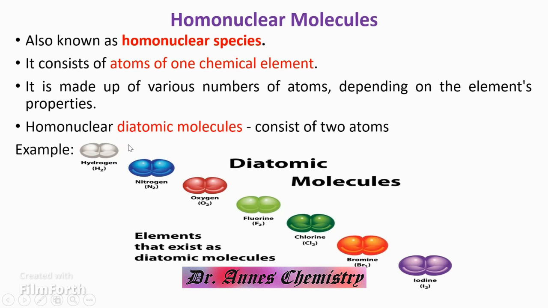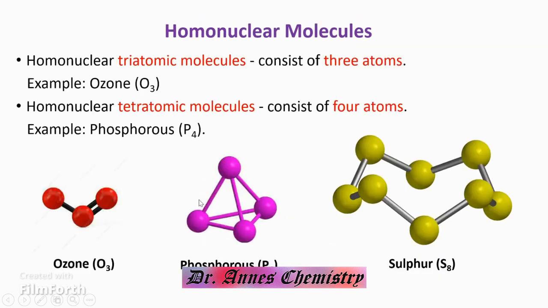And we have different names for these molecules. When a molecule is made up of the same type of atom and has just 2 atoms, it's known as a homonuclear diatomic molecule. So this type of molecule has just 2 atoms in it. And these are the various examples of diatomic molecules: hydrogen, nitrogen, oxygen, fluorine, chlorine, bromine and iodine are examples of homonuclear diatomic molecules.